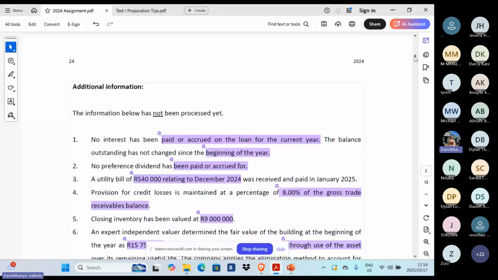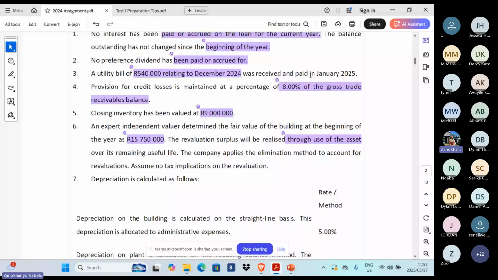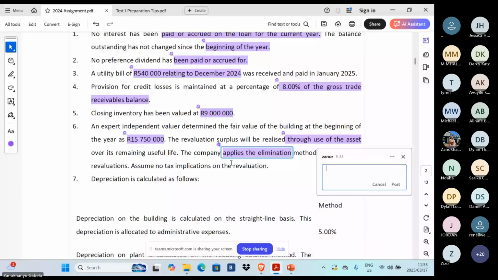But now, do you see what they're saying here? At the beginning, the same date where we have a carrying value of 12 million, we now have a fair value of 15 million. That means our building must increase from this 12 million carrying amount to the revaluation of 15. We do a simple subtraction, and we find that the revaluation is 3.6.